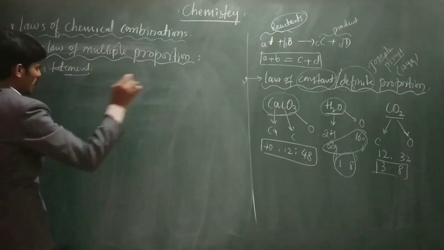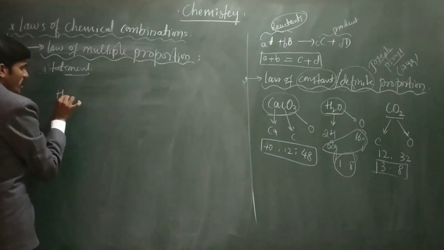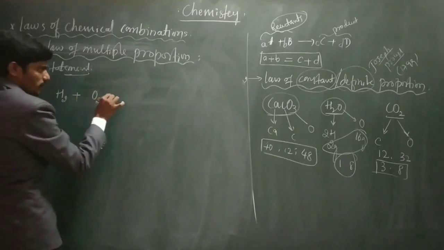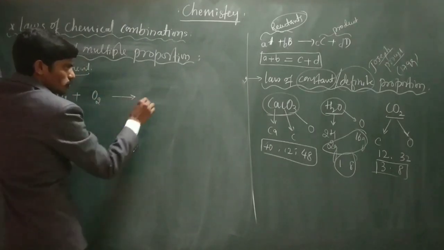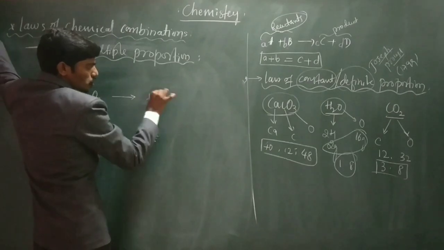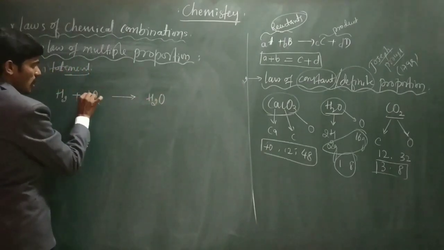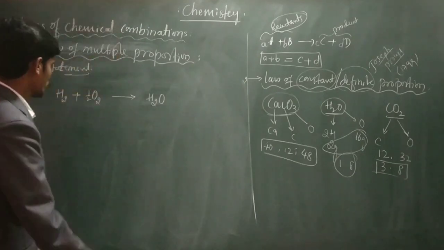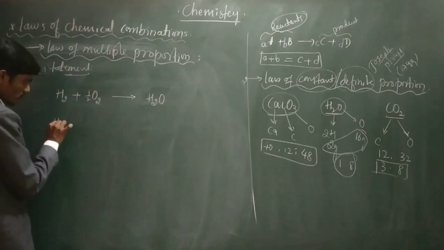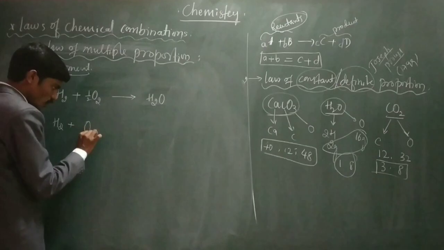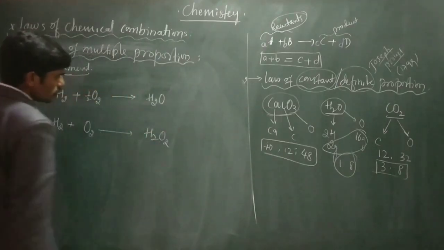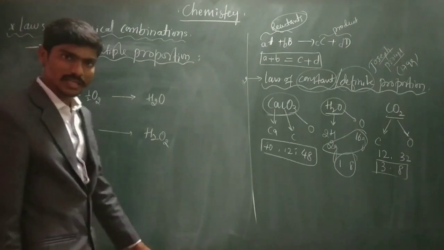So here, let us consider an example. When hydrogen gas combines with oxygen gas, H2 plus O2 gives rise to H2O. For balancing, one oxygen needs half O2, correct? This reaction is the formation of water. Second, again the same hydrogen and oxygen combine to make the product H2O2. You can also call it hydrogen peroxide here.